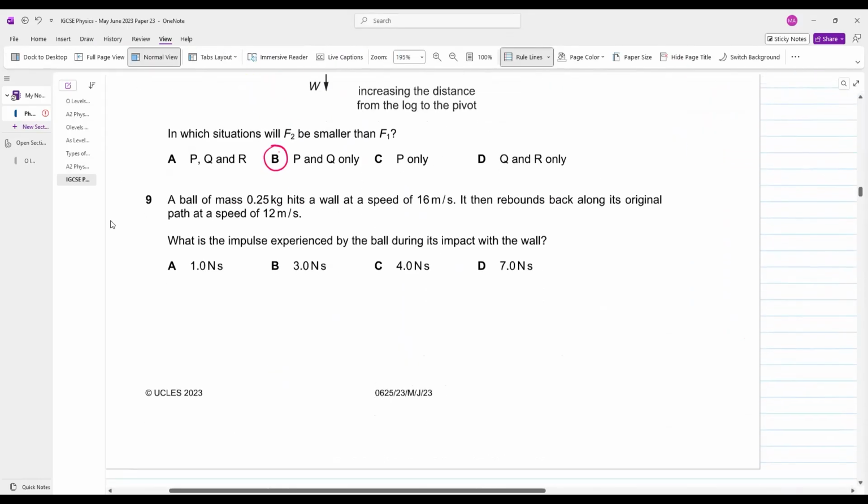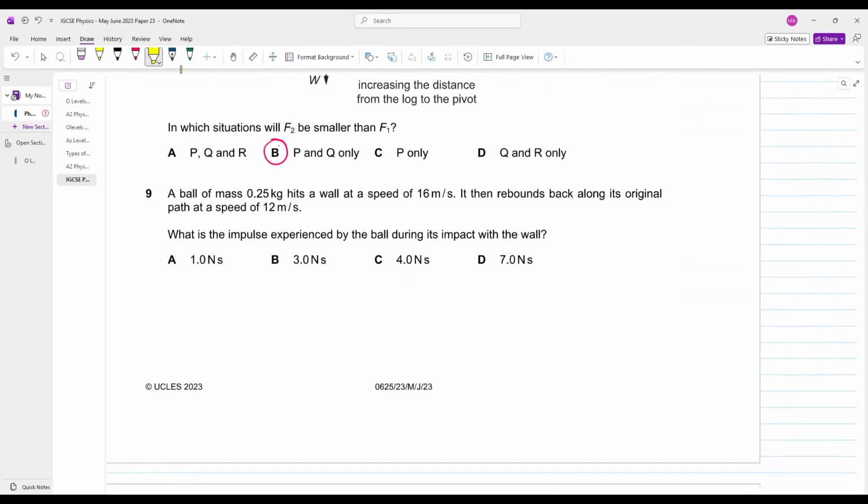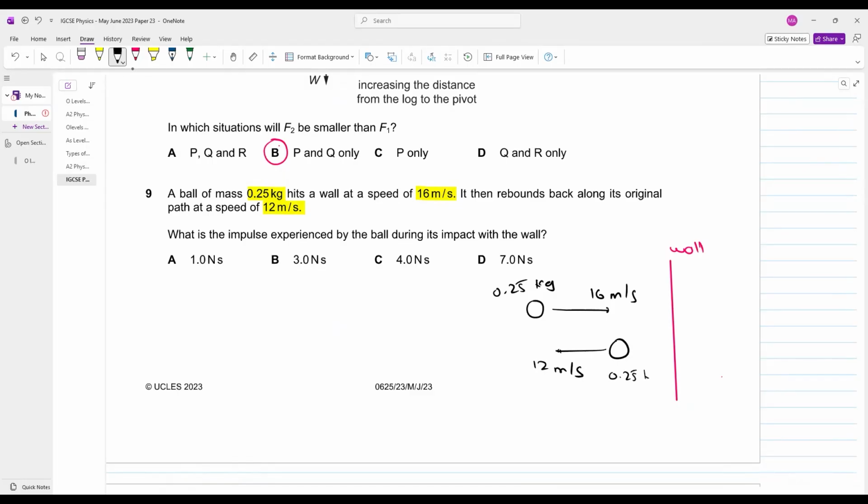Let's further move ahead. A ball of mass 0.25 kg hits a wall at a speed of 16 meters per second. It then rebounds back along its original path at a speed of 12 meters per second. What is the impulse experienced by the ball? Let's draw a diagram. So let's say this is your wall. You have this ball of 0.25 kg. This is traveling towards the wall with a speed of 16 meters per second. It rebounds with a velocity of 12 meters per second. Can you calculate the impulse?